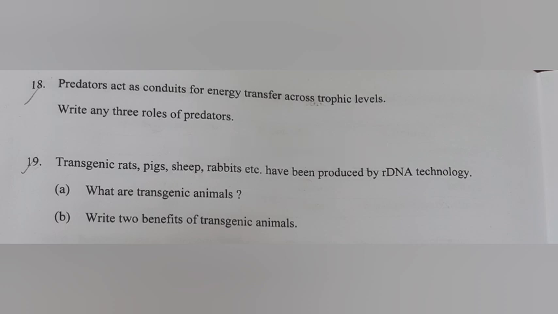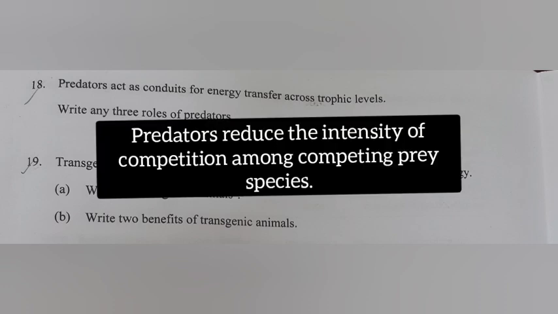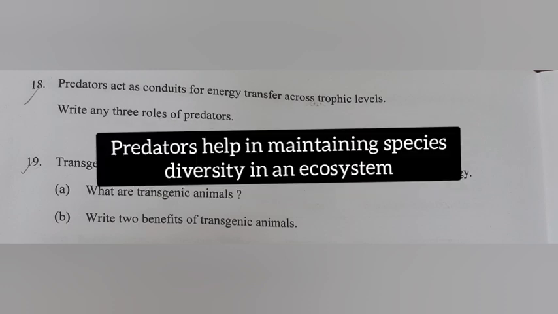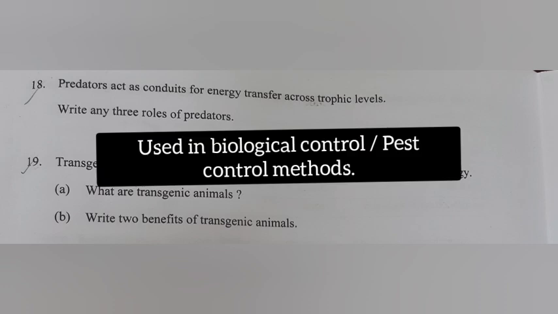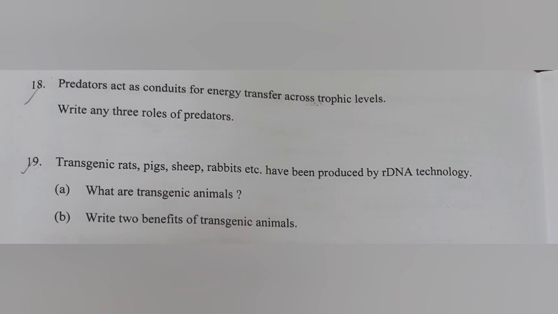18. Predators act as conduits for energy transfer across trophic levels. Write any 3 roles of predators. Answer. Predators reduce the intensity of competition among competing prey species. Predators help in maintaining species diversity in an ecosystem. They keep prey population under control. Used in biological control or pest control methods. Write any 3 roles.